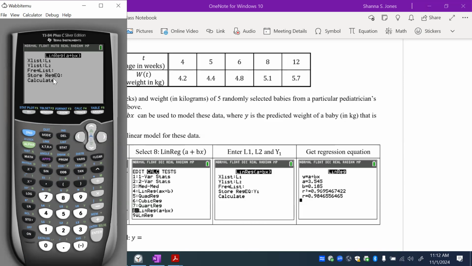Now I need to store. On your calculator, you're going to press alpha trace, and it should say Y1, and it's going to store it.